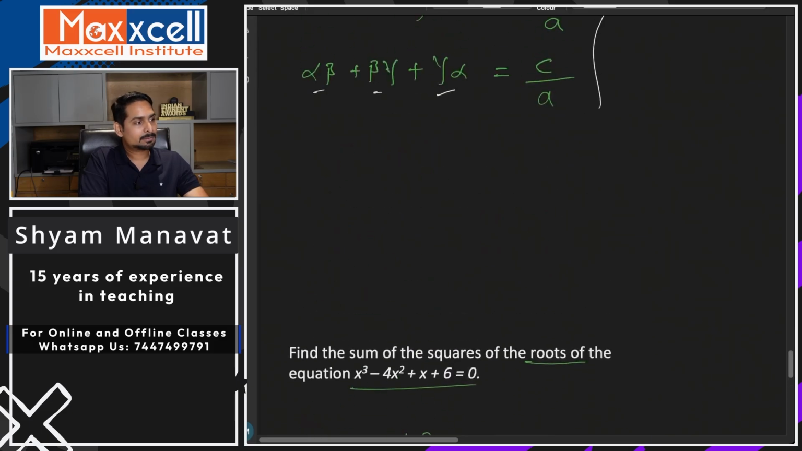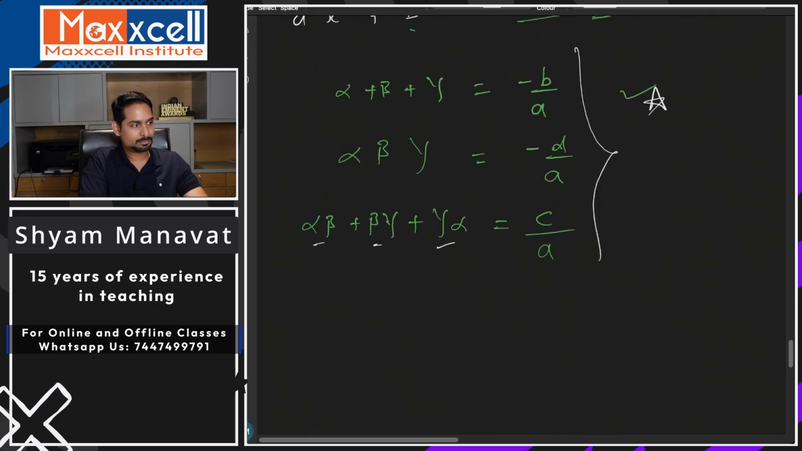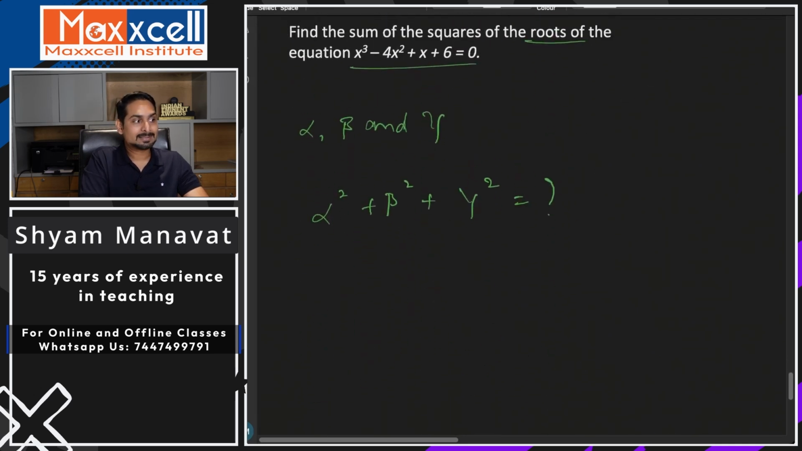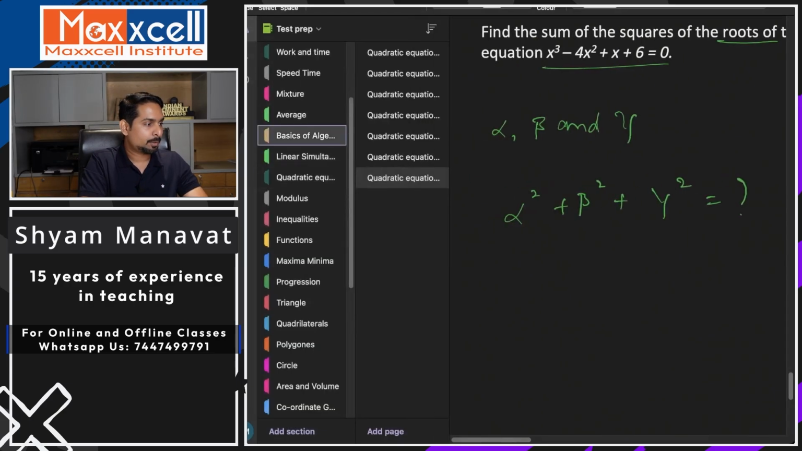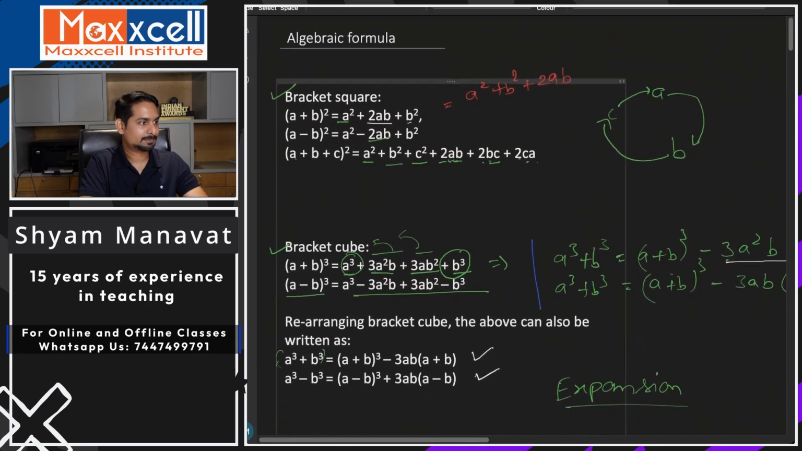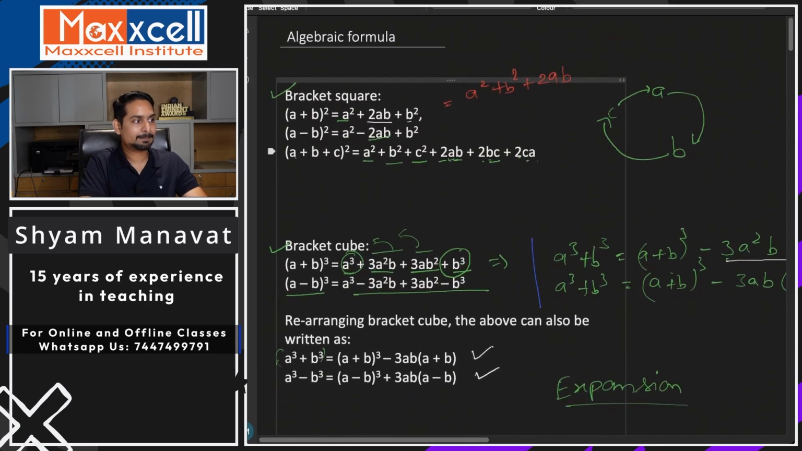But well, here you don't see square, right? Here you see just sum of roots, product of roots, and this way. So to express this in form of sum of roots and product of roots, you can use some formulas, algebraic formulas. Yes, algebraic formulas. A plus B plus C whole square equal to A square plus B square plus C square plus 2AB plus 2BC plus 2CA.